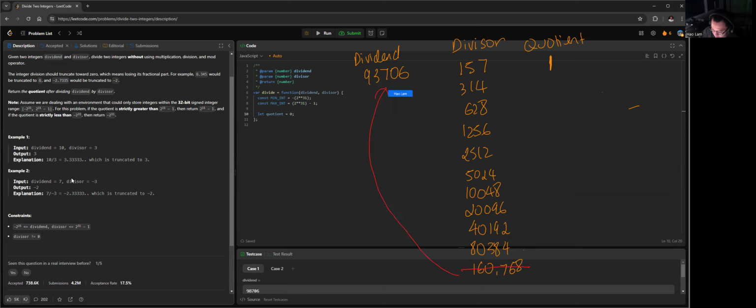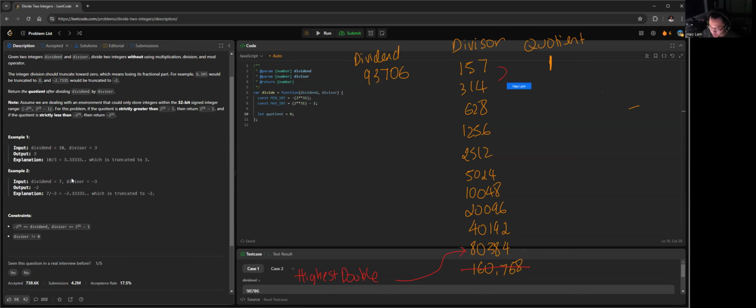It's larger than the dividend, so 80,384 is our highest double. This is the maximum time we can double. So what is our quotient?